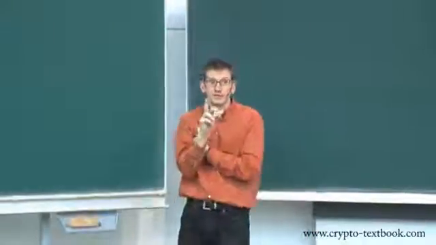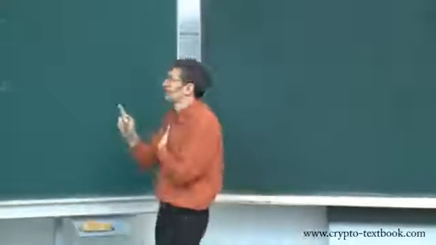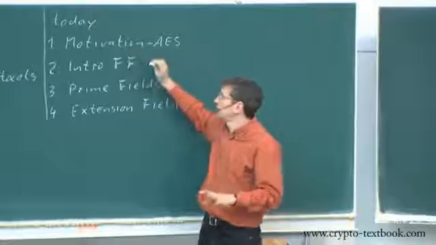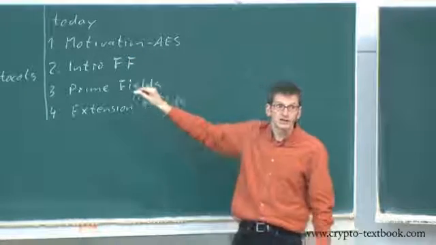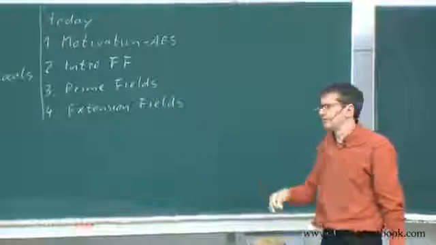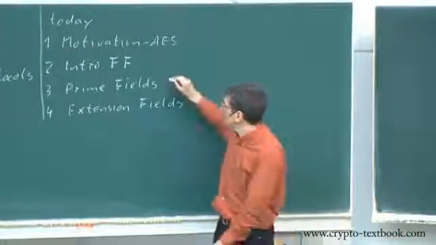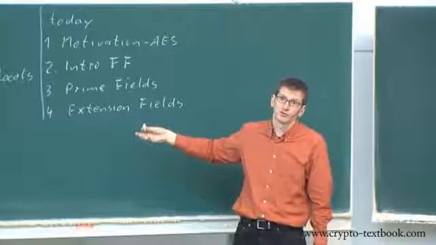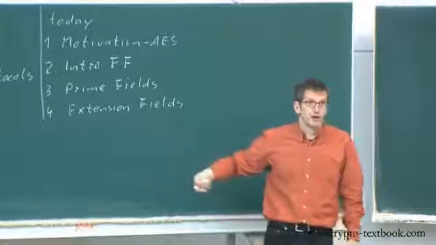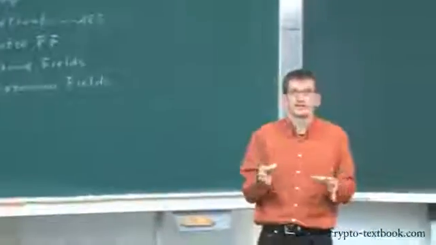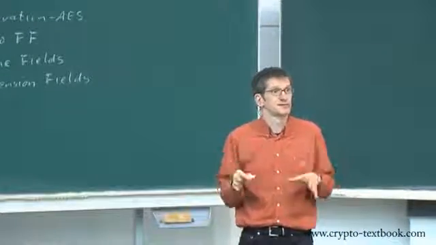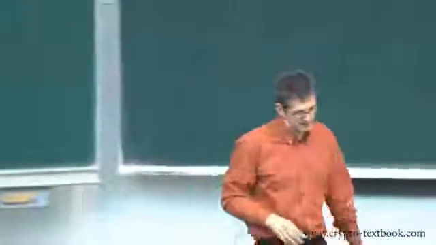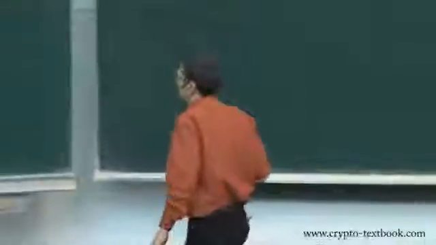There will be a 2-minute motivation today for why we're doing that. This is very short, chapter number 1. Chapter number 2 is Introduction to Finite Fields, kind of the definition. This is really boring stuff for some of you. Then we're going to talk about prime fields and extension fields. In particular, I'm going to show you how to do arithmetic in a very strange type of number system, very different from what we are used to. Okay, so that's the introduction.